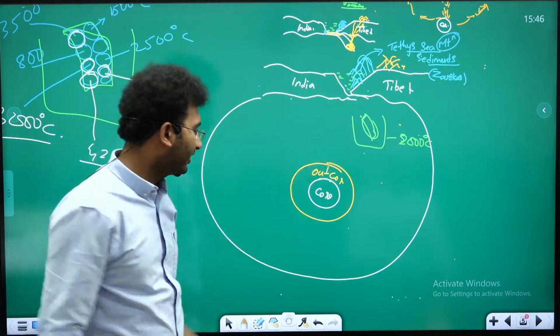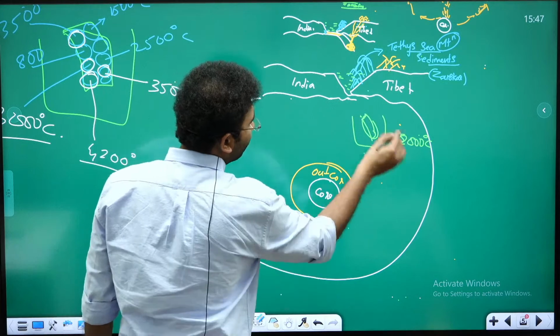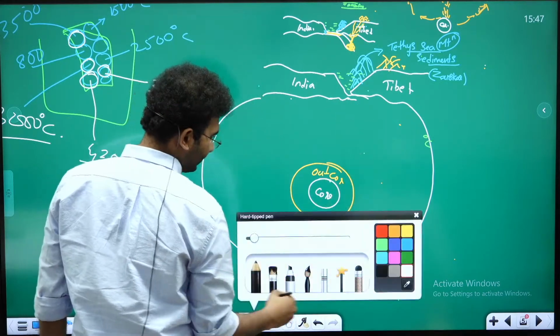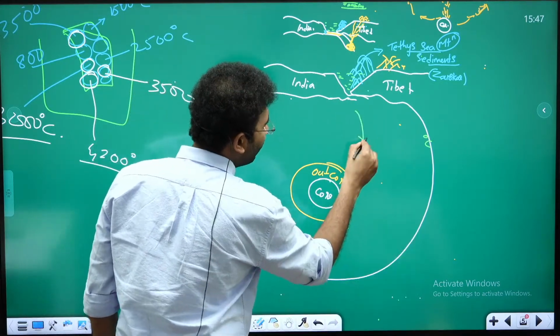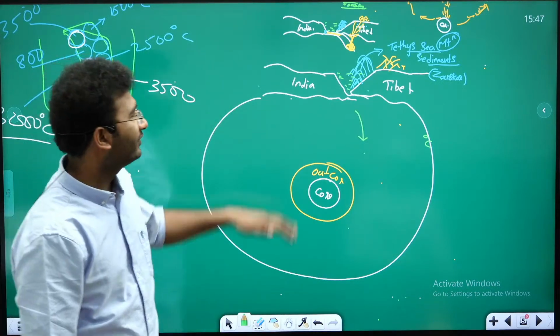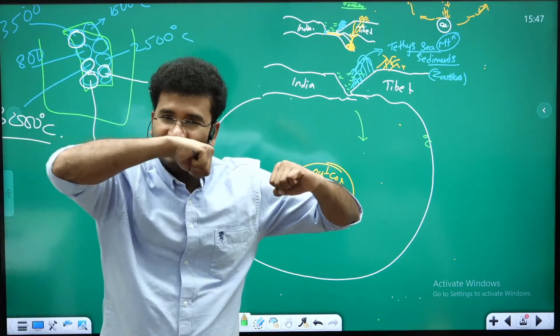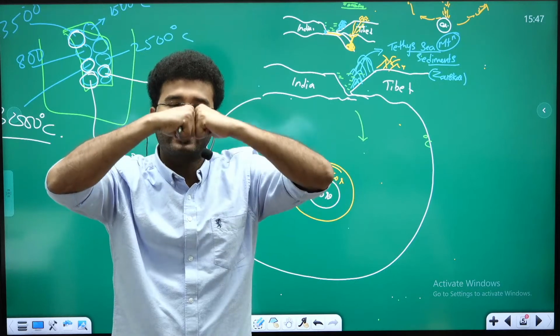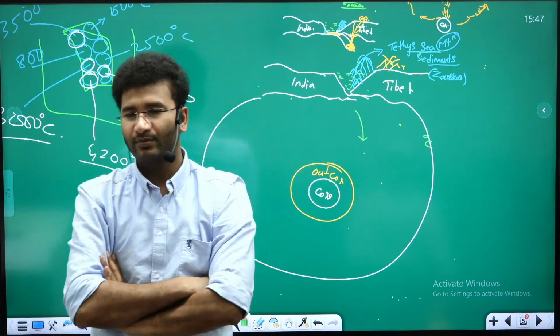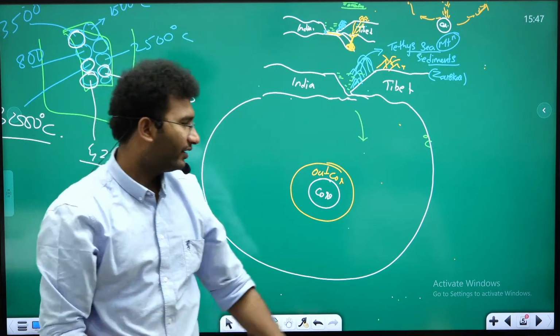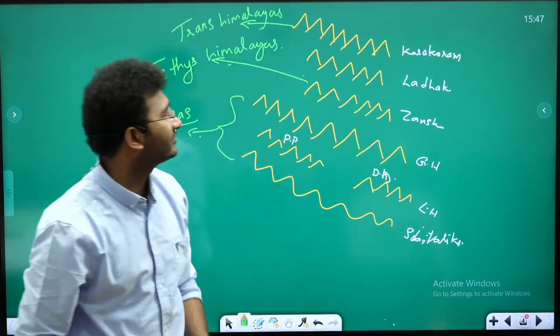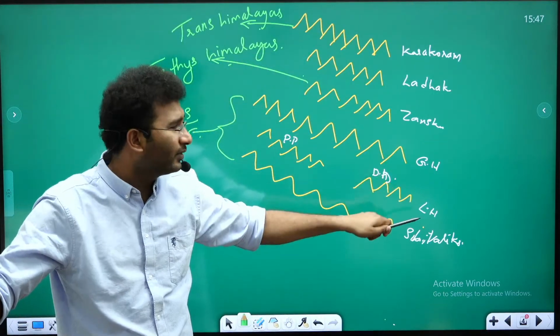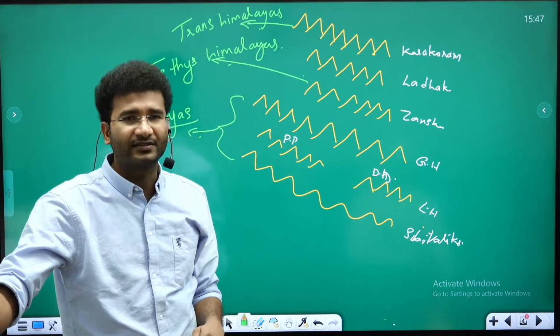The Tethys plate which is present, it is still actively moving down, and because of which India is continuously moving towards Tibet, and in between there are rise of the mountains. Now here, broadly speaking, you have different set of mountain chains. It is Karakoram, Ladakh, Zanskar, Greater Himalayas, Lesser Himalayas, and Shivaliks.